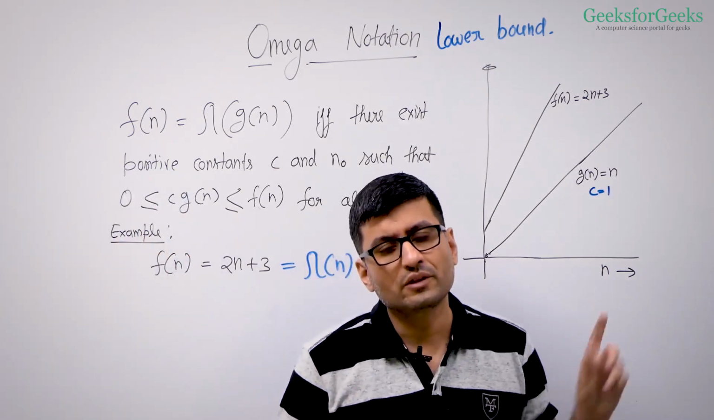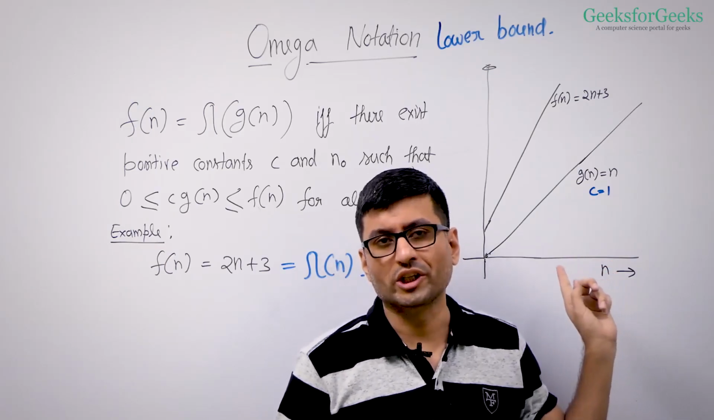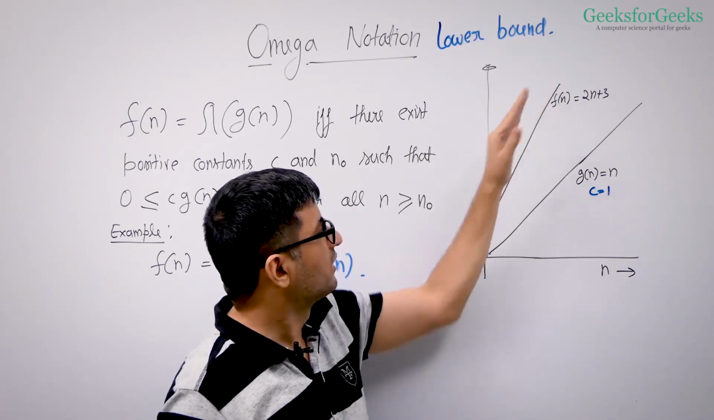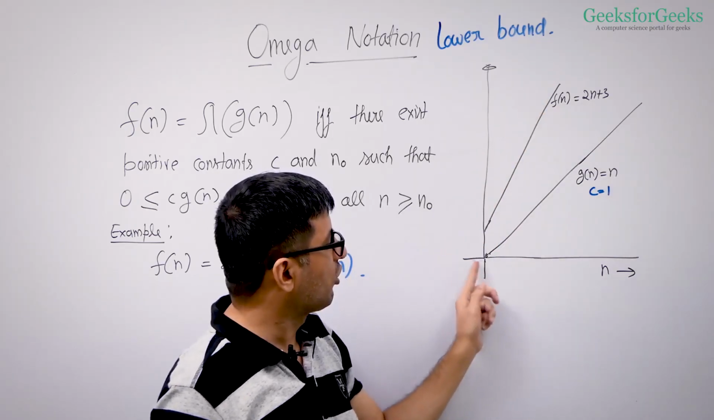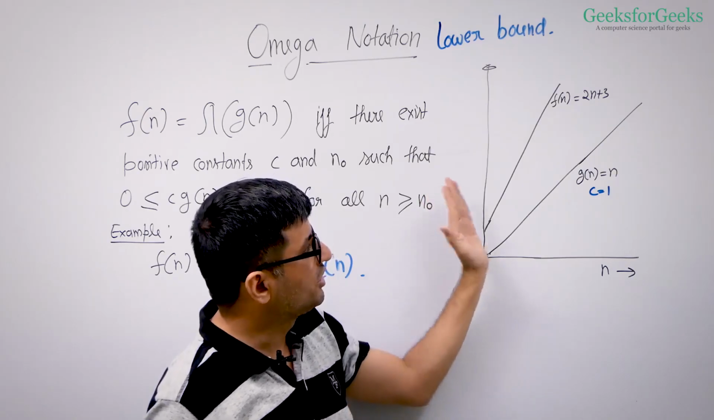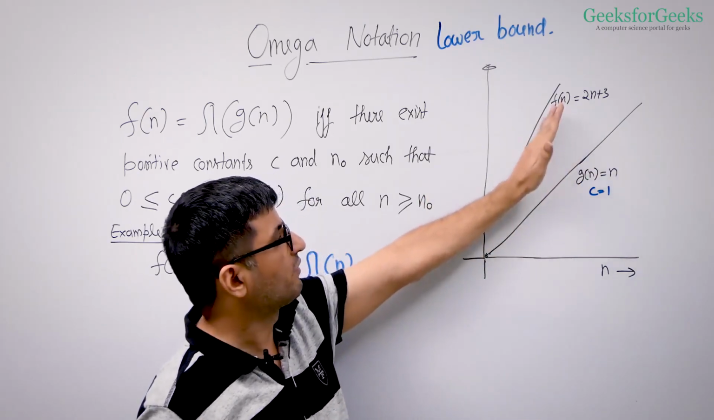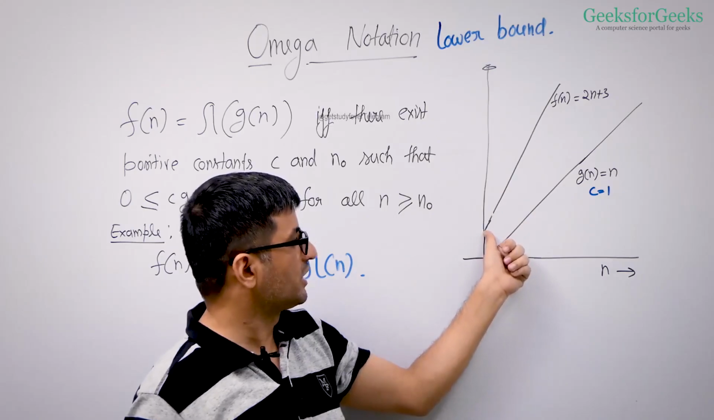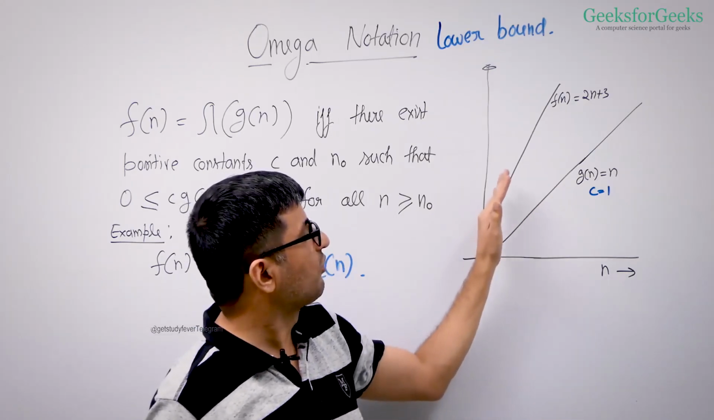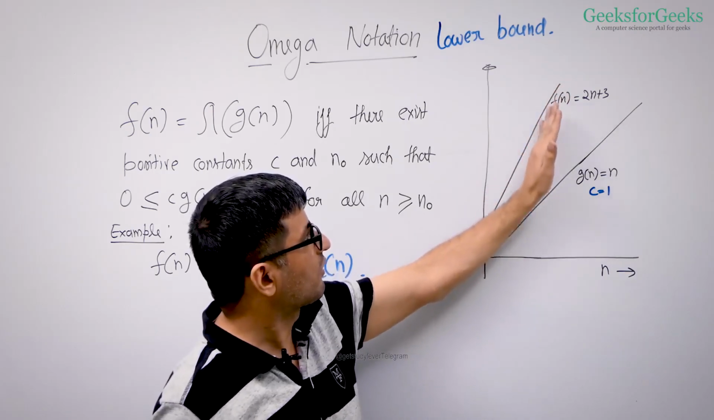In this graph, the same thing is shown pictorially. We have g(n) here and we have f(n) here. And we can see that for all values of n greater than or equal to 0, we have g(n) smaller than f(n). For n equal to 0, f(n) is 3, and g(n) is 0, right? So this is always greater than or equal to, and its order of growth is also higher.